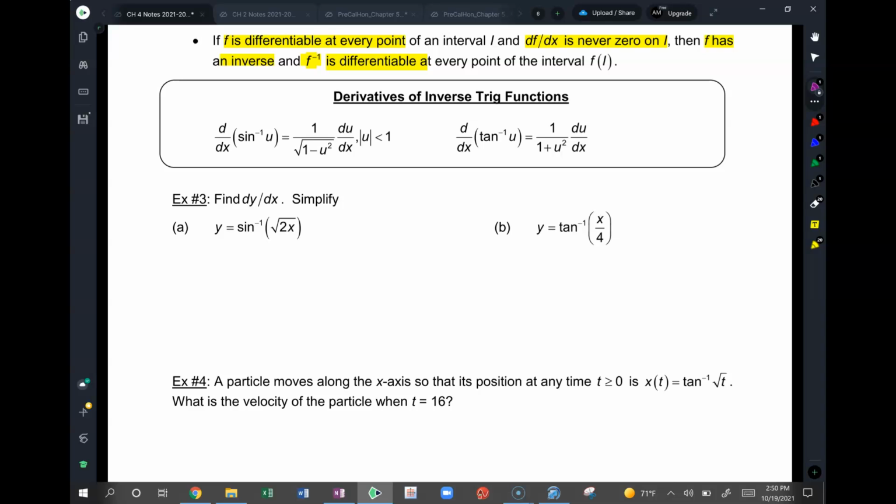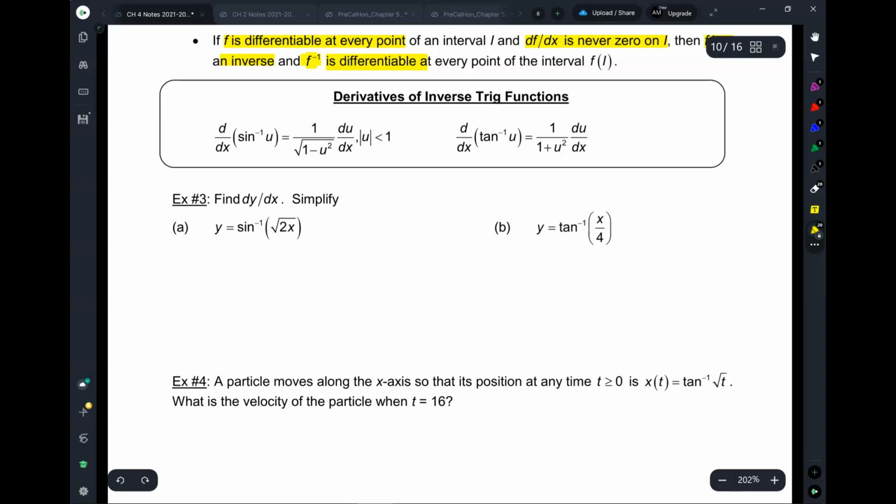Now we're going to learn derivatives of inverse trig functions. Good news is you only have to know two of them, inverse sine and inverse tangent. But look, the derivative of inverse sine is not a trig function. It's just an algebraic function: 1 over square root of 1 minus u squared, times du dx, that's for the chain rule. The derivative of inverse tangent is 1 over 1 plus u squared, times du dx.